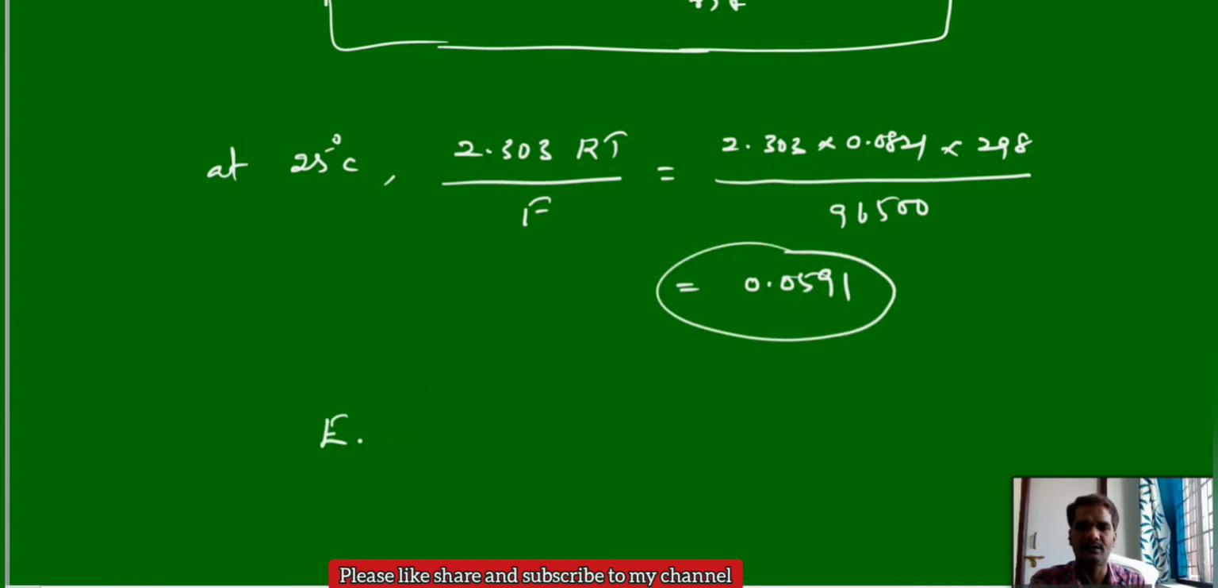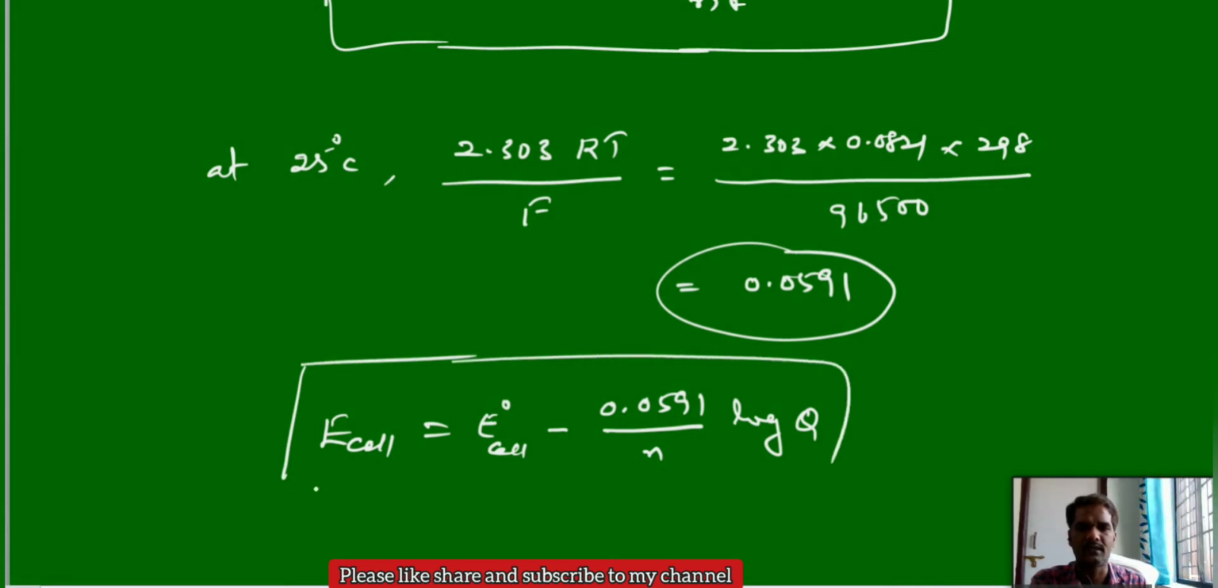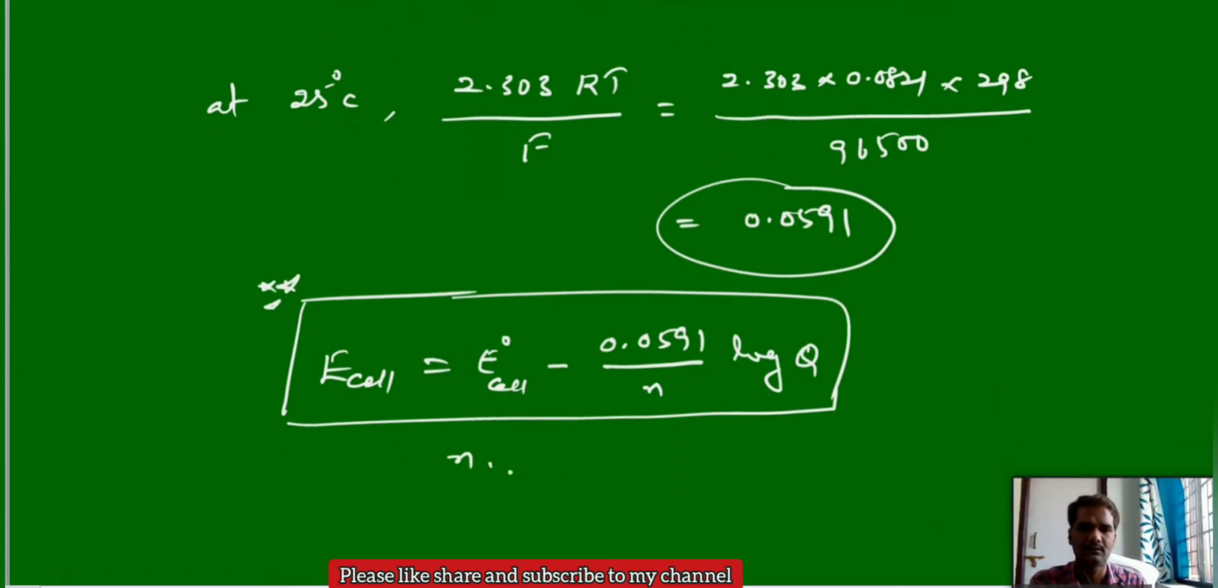So, the final equation you can write like this: E cell is equal to E naught cell minus 0.0591 by n log Q, where n is nothing but the number of electrons involved or the number of electrons transferred in the overall chemical reaction, and this is the Nernst equation, where n is the number of electrons involved or transferred.